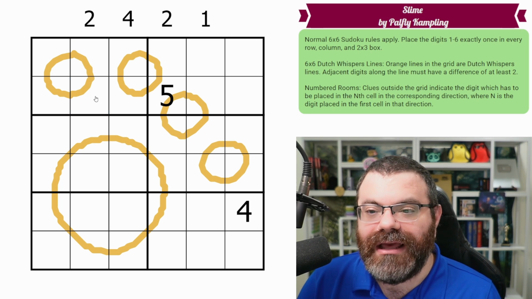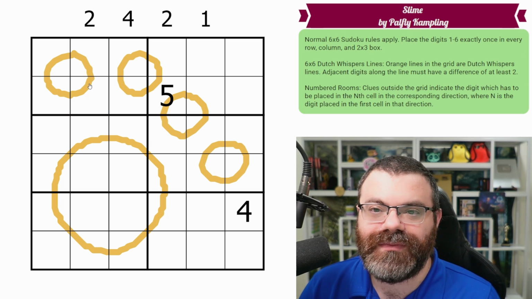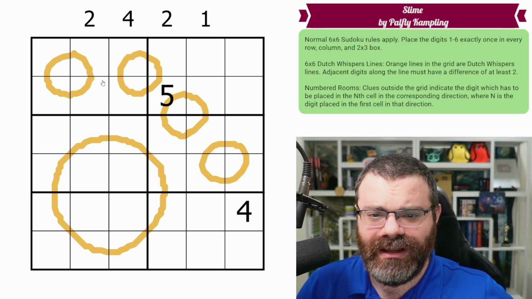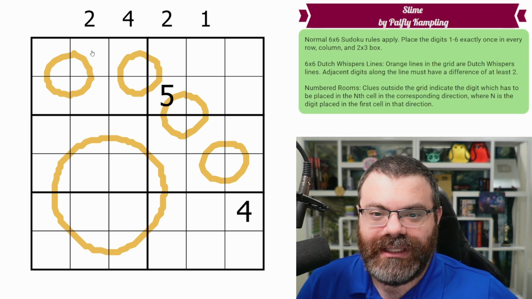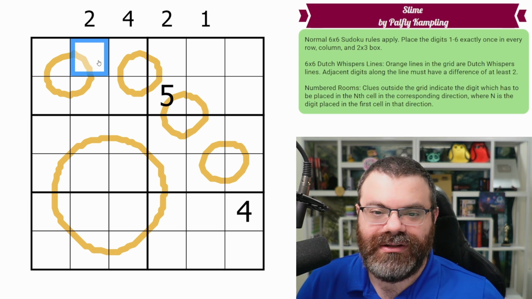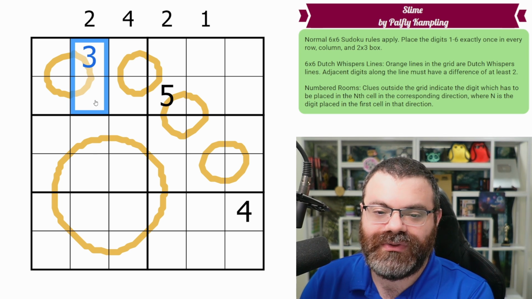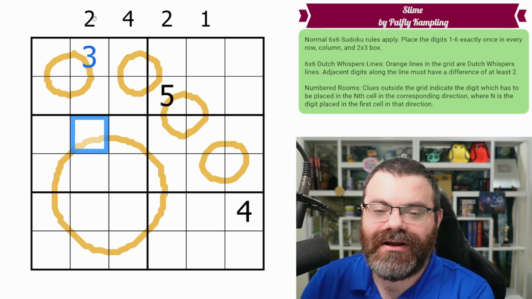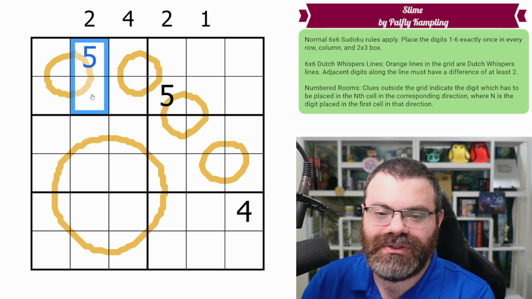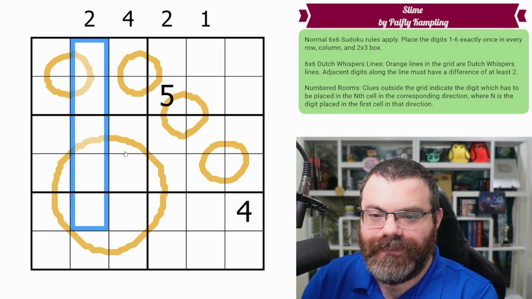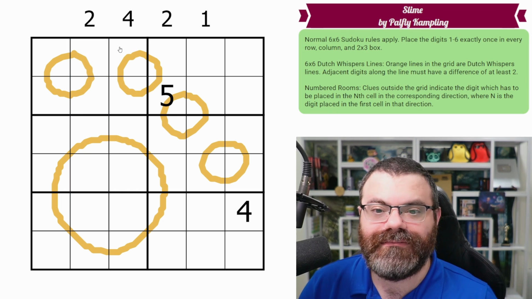All right. In addition to that, we have numbered room clues. We just had a full theme week of these, so hopefully you remember, but you might be new to this. So the way numbered room clues work is whatever digit goes next to the clue, say this was a 3, you count 3 away from that. So 1, 2, 3, and you place that clue there, the 2 in this case. So if this was a 5, we would count 1, 2, 3, 4, 5, and we place a 2 there. Okay, and that's it. Those are the rules.